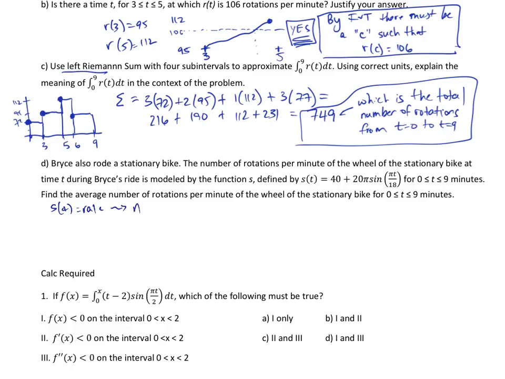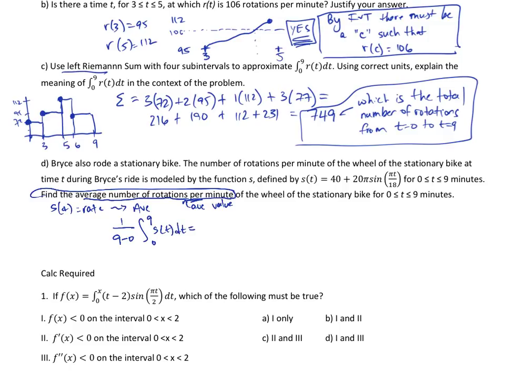Since we need the average, this is an average value. Find the average number of rotations per minute. Notice the units. We're finding the average number of rotations per minute. So this is an average value because we have a rate and we want to end up with a rate. So this ends up being 1 over 9 minus 0 times the integral from 0 to 9 of S of t dt.